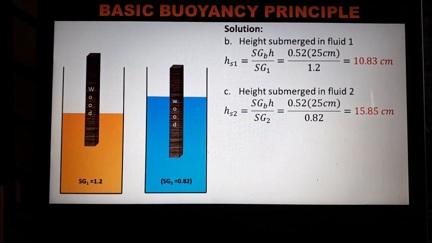So as you can see, the height of the block submerged in fluid 2 is higher than the height of the block submerged in fluid 1, simply because the block has to displace greater amount of fluid 2 to sustain or to carry its weight.